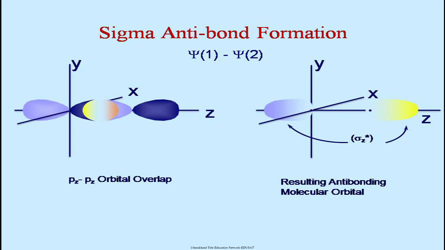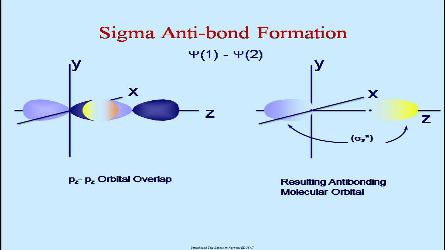Now we come to sigma anti-bonding formation. In this type of bonding, the two functions psi1 and psi2 get subtracted from each other. Their values are subtracted and we get the resultant wave function for the anti-bonding formation. Orbitals with opposite sign, positive or negative values, combine or overlap to give rise to the anti-bonding orbitals. An antinode forms in between these two orbitals, which is an electron-deficient place.